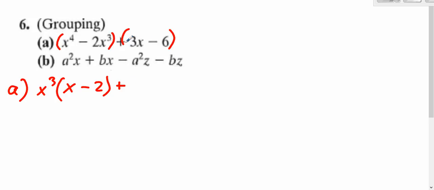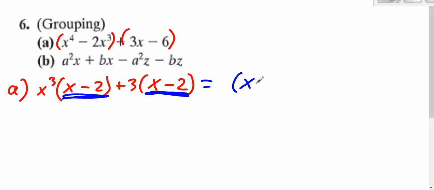Then the common factor between 3x and minus 6, you get 3. Take out the 3 and you're left with x minus 2. Grouping only works when these parentheses here are the exact same. When they're the exact same, that's one of your factors, x minus 2. And then your other factor, your other parenthesis, would be the terms in front that you factored out, the x cubed and the plus 3.